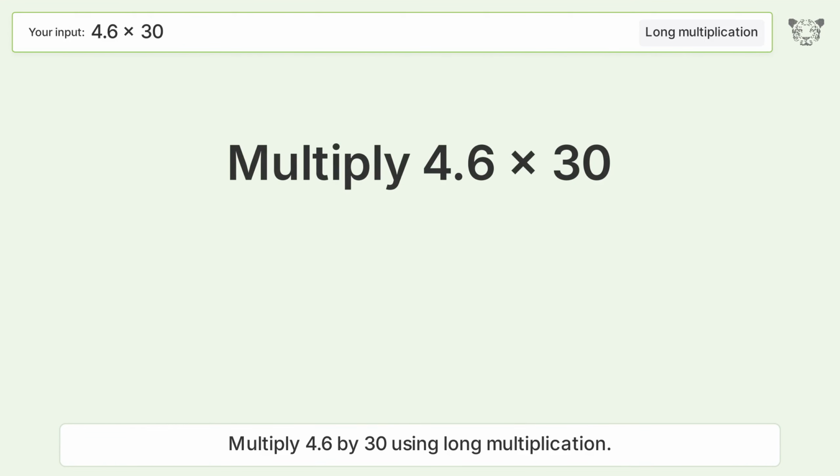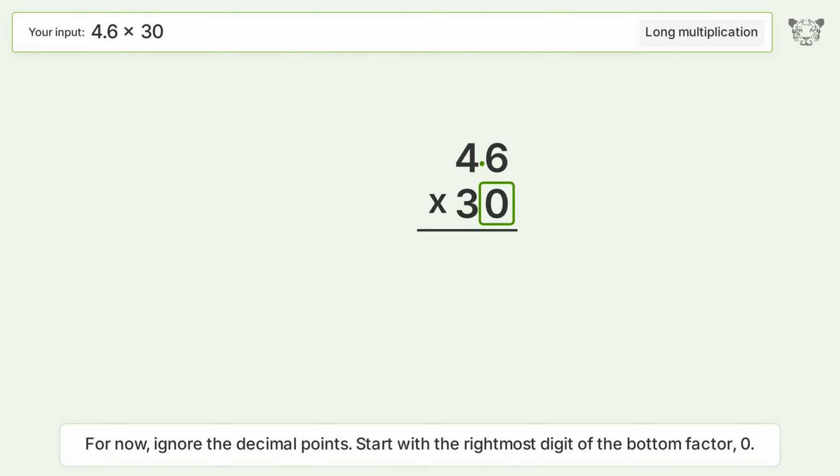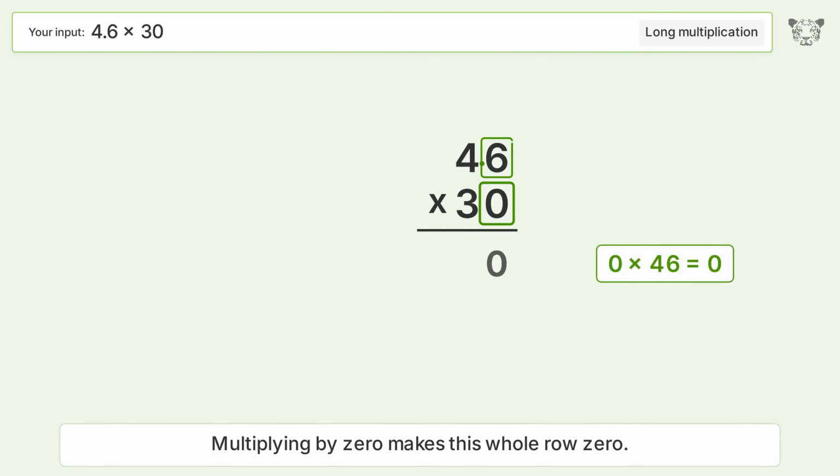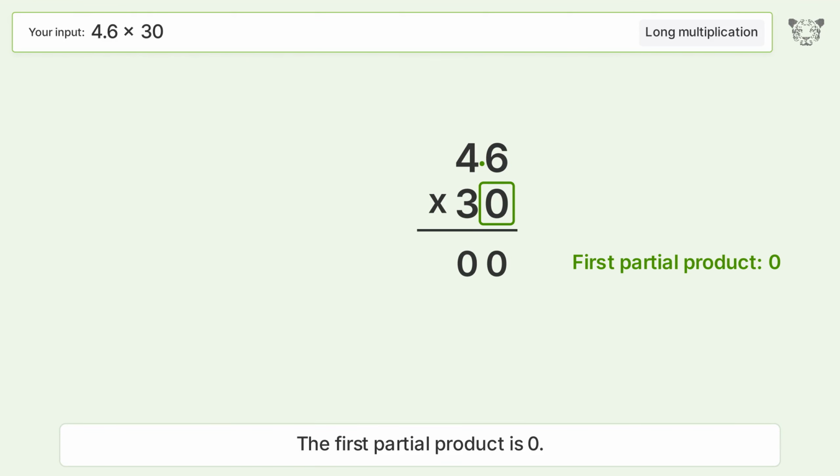Multiply 4.6 by 30 using long multiplication. For now, ignore the decimal points. Start with the rightmost digit of the bottom factor, 0. Multiplying by 0 makes this whole row 0. The first partial product is 0.